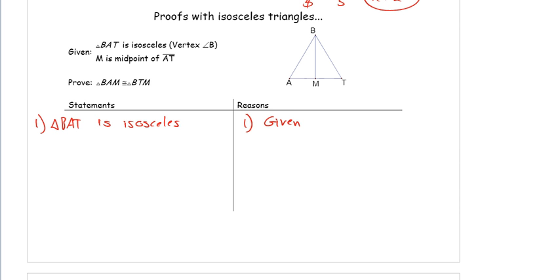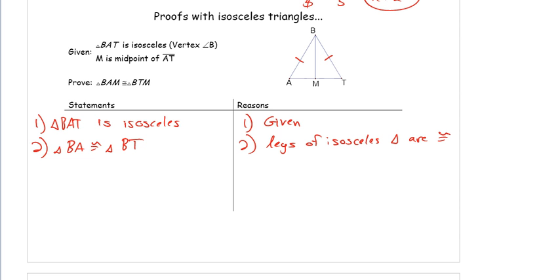Now, that doesn't give us anything, no A or no S, so we have to keep going. Let's figure out what else we know off of that. So if BAT is isosceles, we should be thinking this. So now we can go ahead and say that BA is congruent to BT because the legs of an isosceles triangle are congruent. So now we have an S. Okay, so we have some information there.